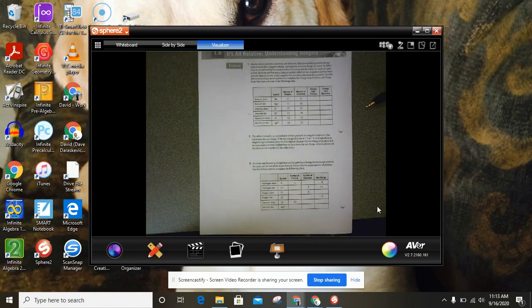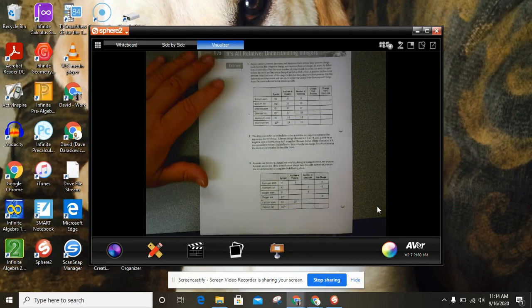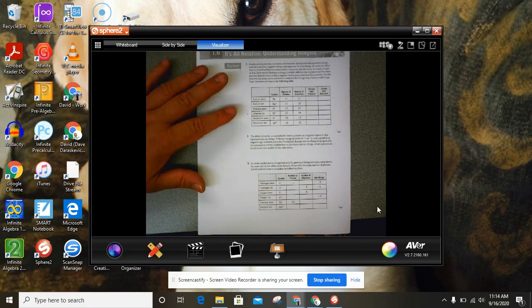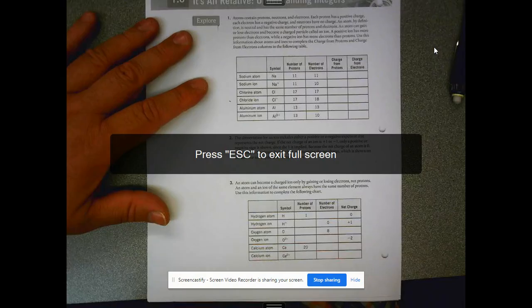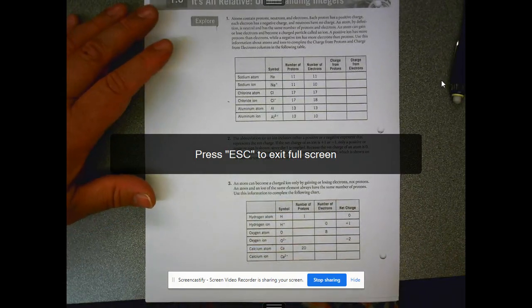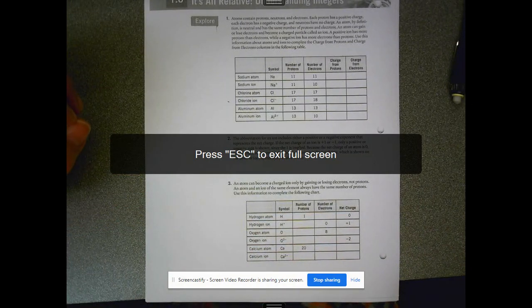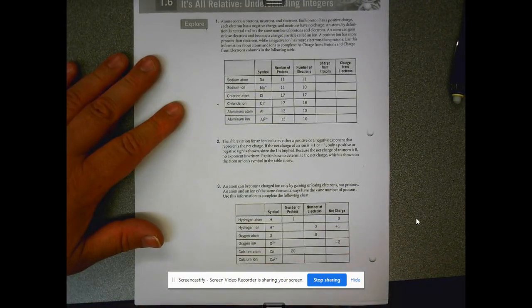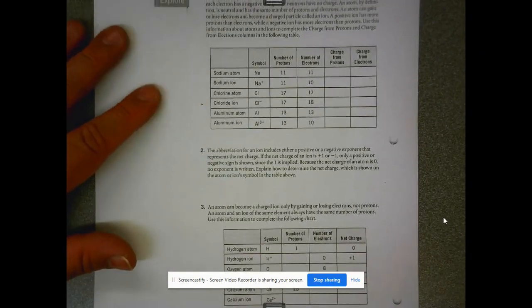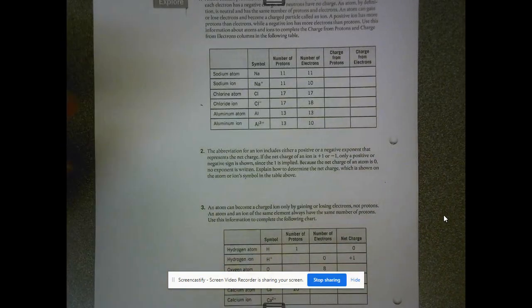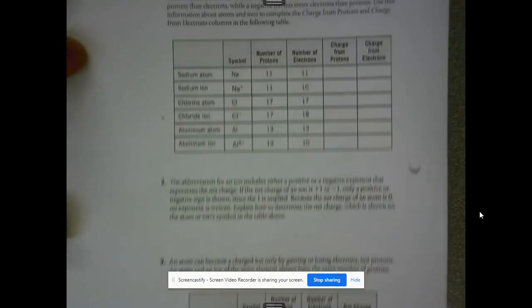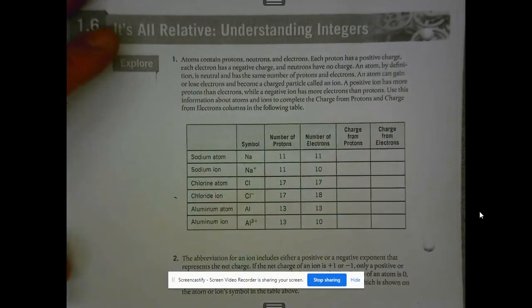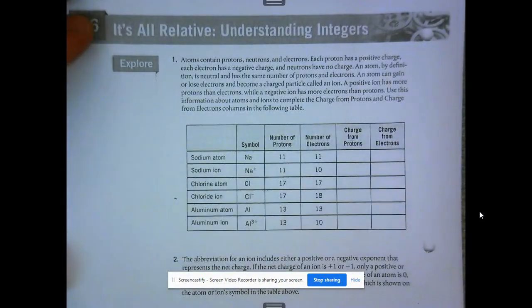Okay, so we're going to do 1.6, which is understanding integers. It's pretty much a review of all the integer operations. So if you know the stuff and you know it down pat, great, go to the practice and do them. So let's take a look at number one. There's a pretty good description of what's going on with number one.